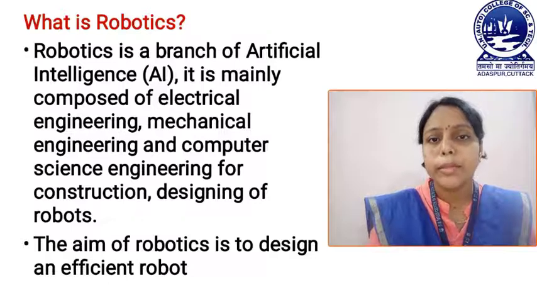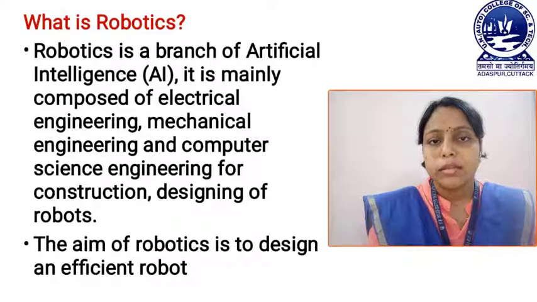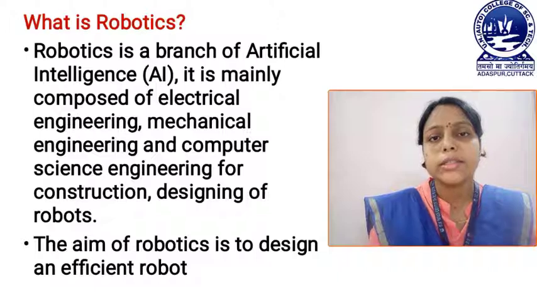Here a robot is that machine which takes the input from the environment, acts upon that input and gives the output to that environment according to the human instruction. And here robotics is not only computer science; robotics is a branch of artificial intelligence, but it is composed of electrical engineering, mechanical engineering and also computer science engineering. Then next, the main aim of robotics is to design an efficient robot.